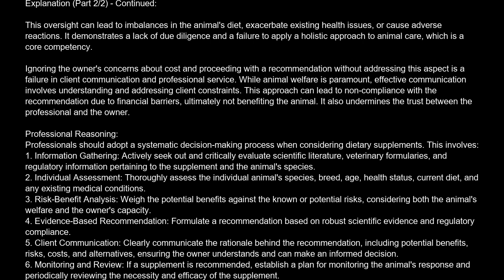Formulate a recommendation based on robust scientific evidence and regulatory compliance. 5. Client communication. Clearly communicate the rationale behind the recommendation, including potential benefits, risks, costs, and alternatives, ensuring the owner understands and can make an informed decision. 6. Monitoring and review. If a supplement is recommended, establish a plan for monitoring the animal's response and periodically reviewing the necessity and efficacy of the supplement.